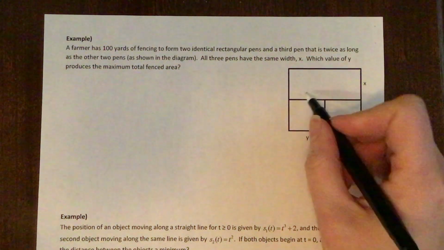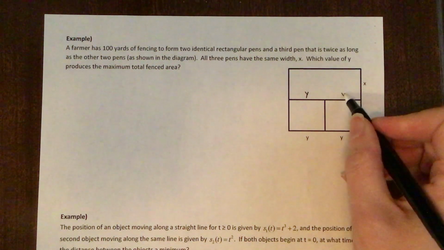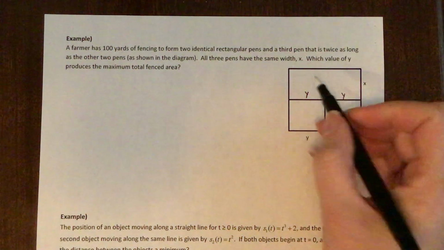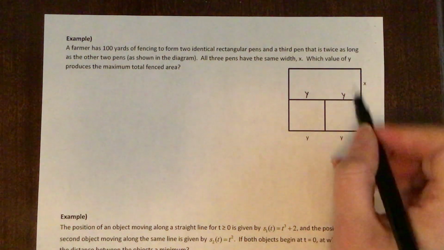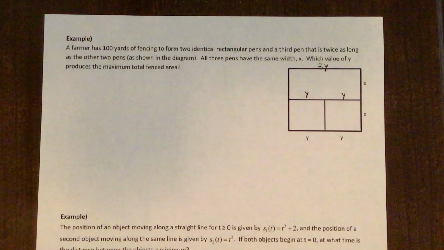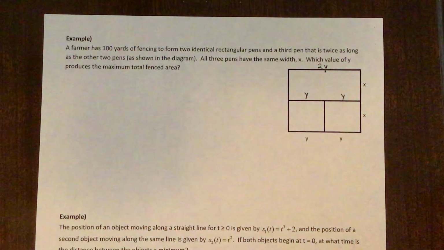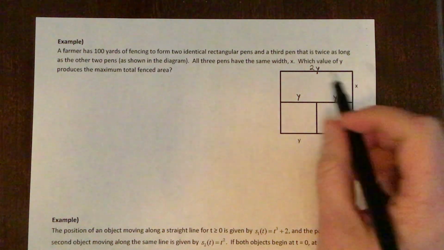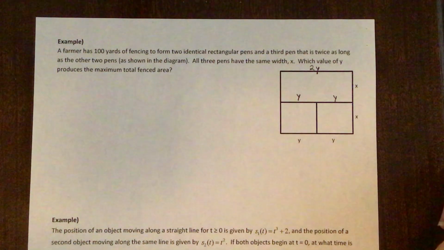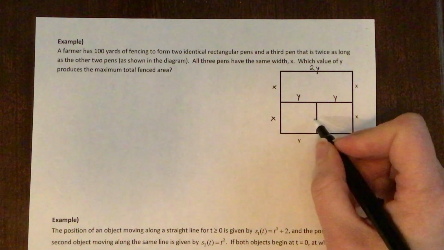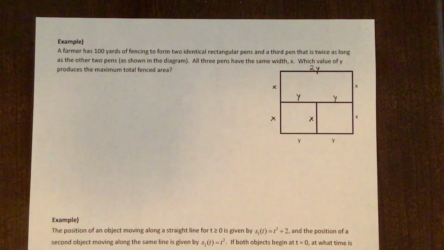Okay, so this would be Y and this would be Y, right? Because if they're rectangles, opposite sides are congruent. And then, of course, if this is Y and this is Y, this side is 2Y, which is just Y plus Y. It says that the pens all have the same width, which is X. So this is X, this is X, this is X, this is X, and this is X. That's a lot of X's.